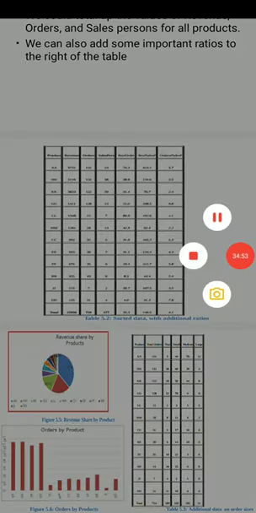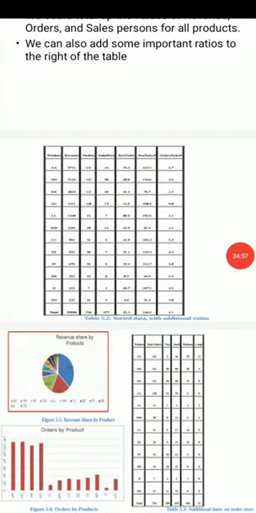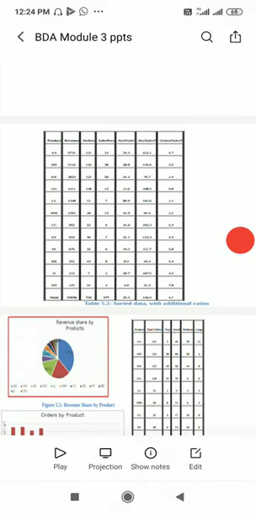So this completes the left out content of module 3, and we can continue with module 4 in the next sessions.